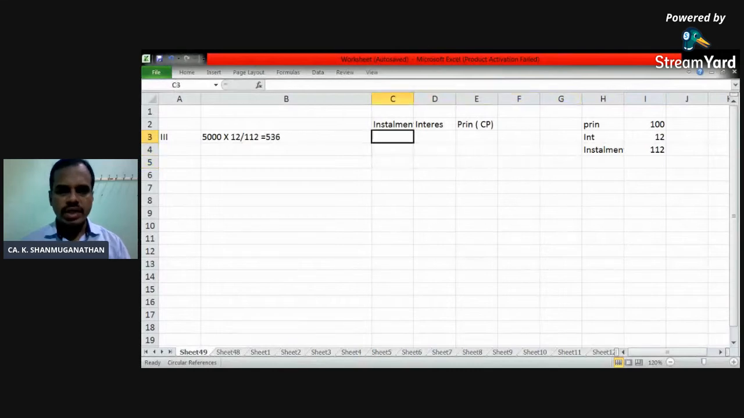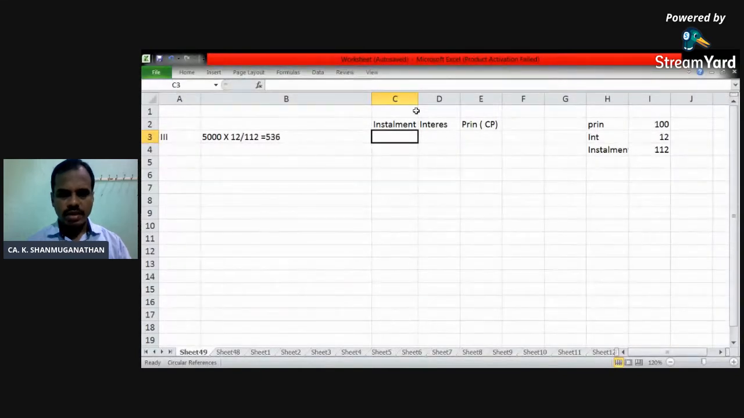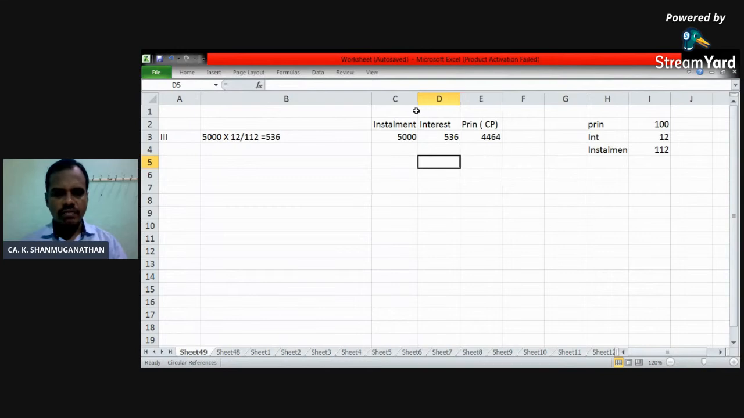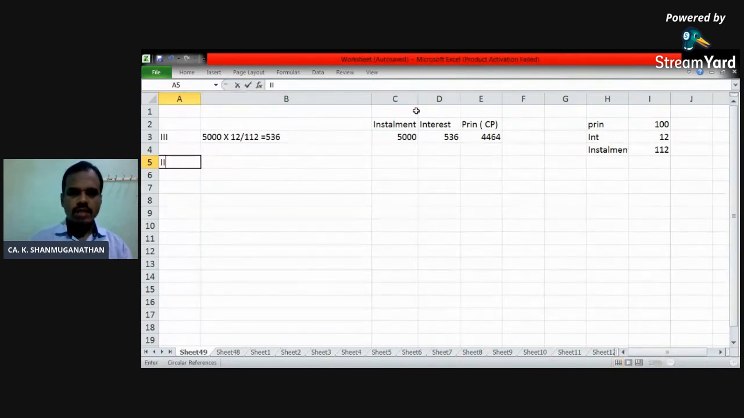So 536 is the total amount of interest. Now what happens? Installment 5,000, interest comes to 536. So principal is 5,000 minus 536, which is 4,464. That's what would be the principal portion. This you have to do consistently. Follow closely the second step, which is most important.